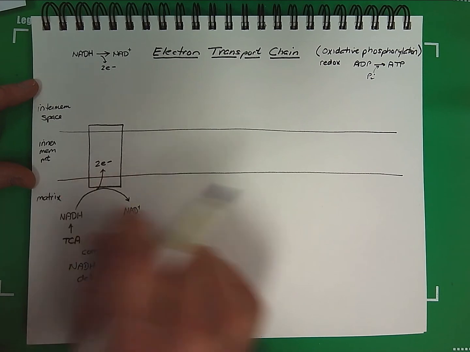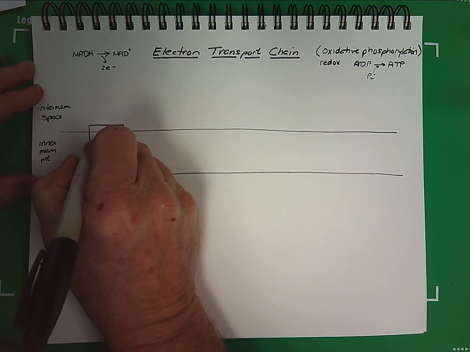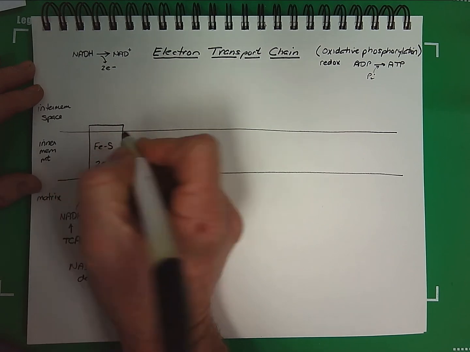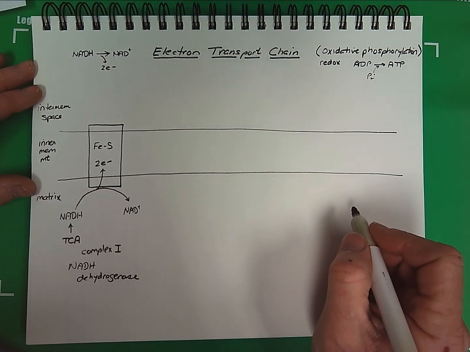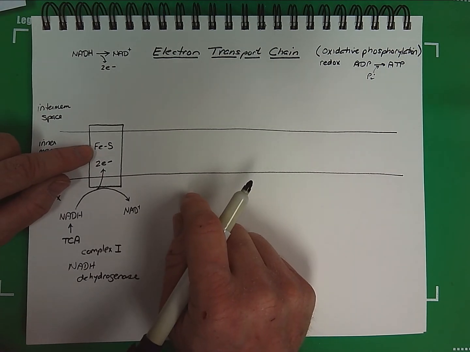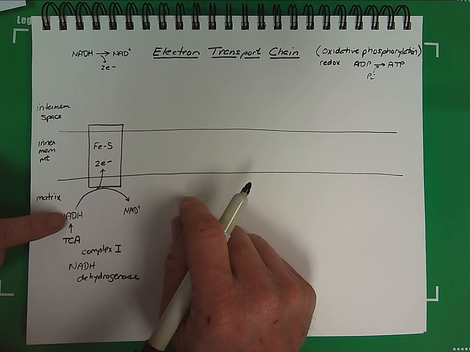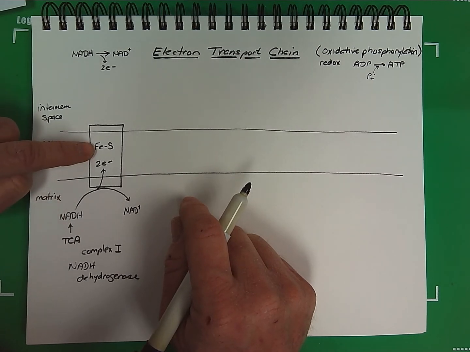Now, these electrons have to be held somewhere, and so the complex is going to have what are called iron-sulfur centers. These iron-sulfur centers are essentially a lattice work of alternating atoms of iron and sulfur, and the iron will be holding the electrons. So in this chemistry, we are oxidizing the NADH, and we are reducing the iron in these iron-sulfur complexes.